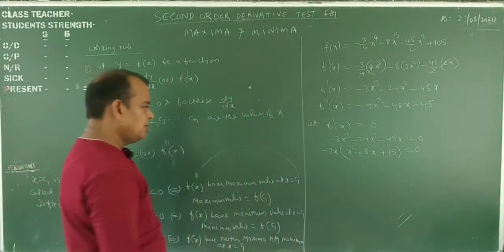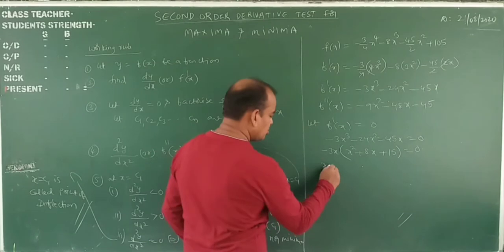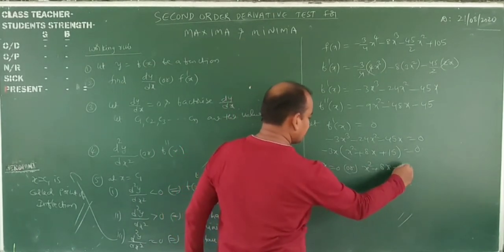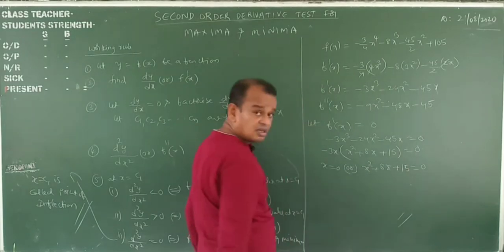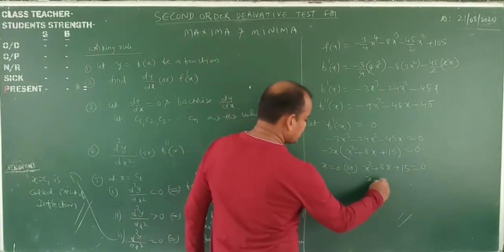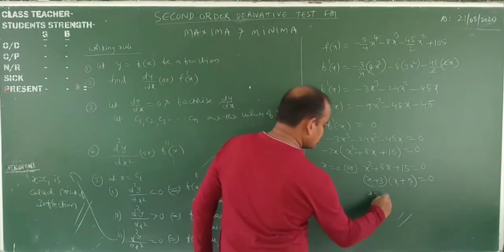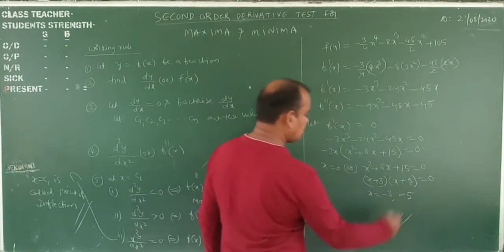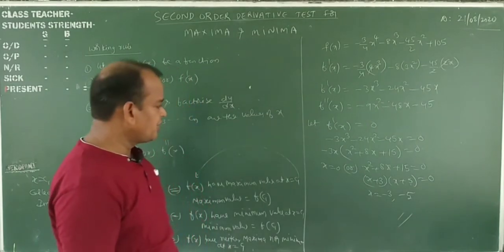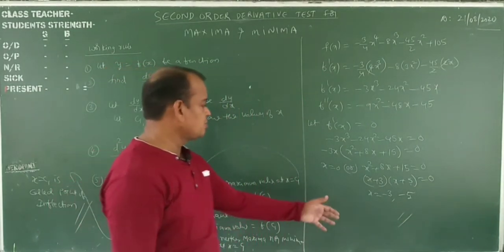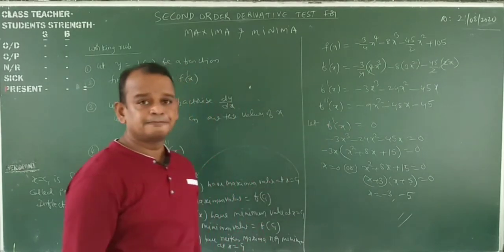Here, 100% x value is 0 or x square plus 8x plus 15 equal to 0. Factors: 5 3s are 15, so x plus 3 into x plus 5 is equal to 0. Now x is equal to minus 3, minus 5. How many values do you get? 1, 2, 3 values you will get. Now those values must be substituted in this equation.